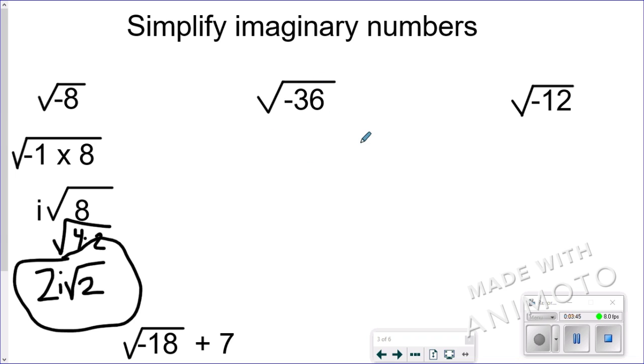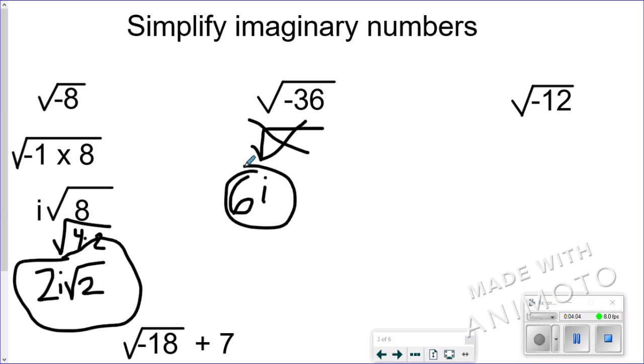This is a pretty simple case. Square root of -36, but we can't do the negative, so we can take the negative out, so we would have i, and then the square root of 36, which we know is 6, so it would be i times 6, or 6i.